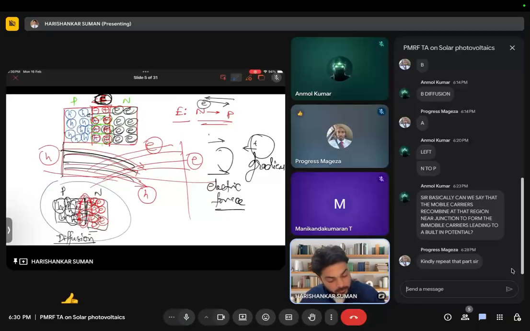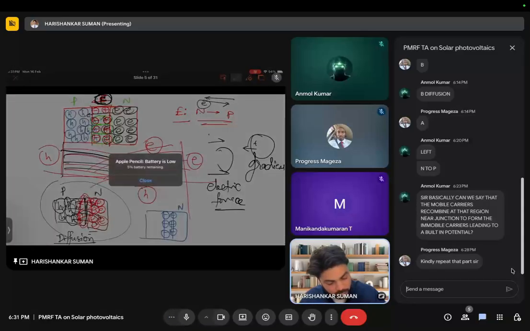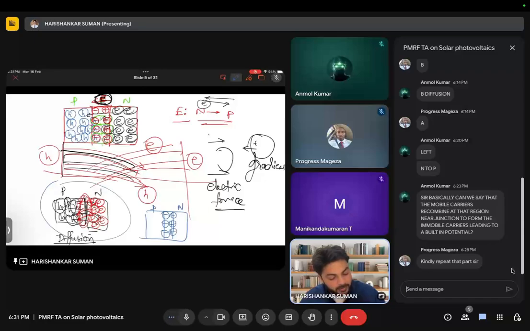Now the junction is formed. This side is negative charge and this side is positive charge. This is n type, this is p type. Here is the electric field, always in the positive to negative direction. This is the built-in electric field due to these charge carriers.